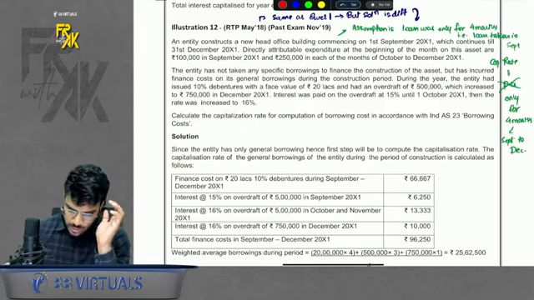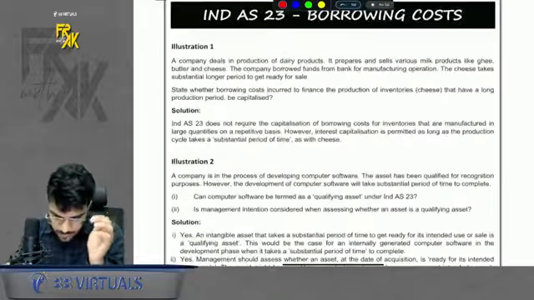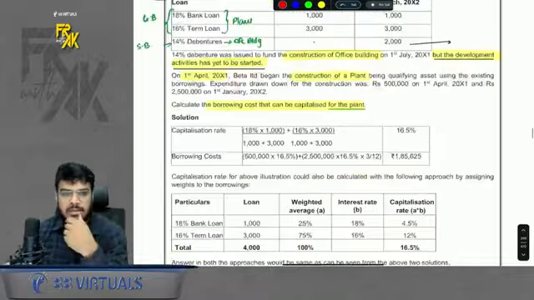Now let's focus on the questions. Do remember that in Ind AS 23 your focus should be more on questions only. Of course we are revising the questions, but you have to self-practice those questions. I will revise just the important ones with you.